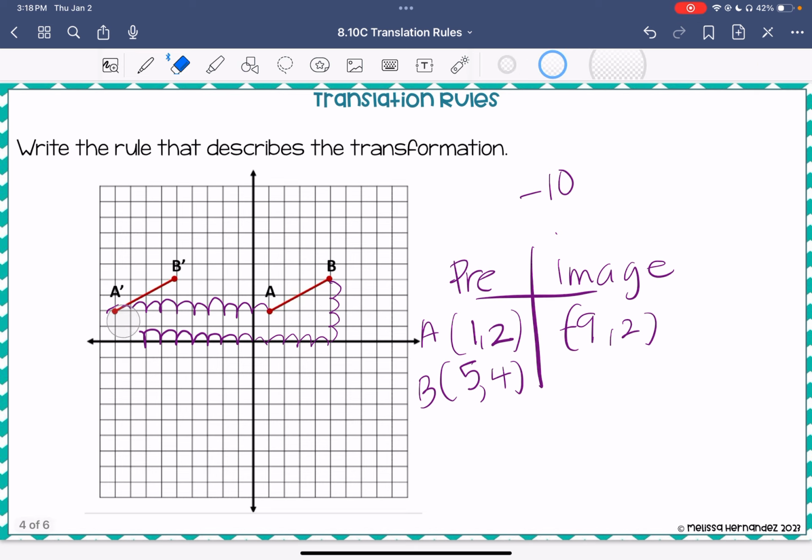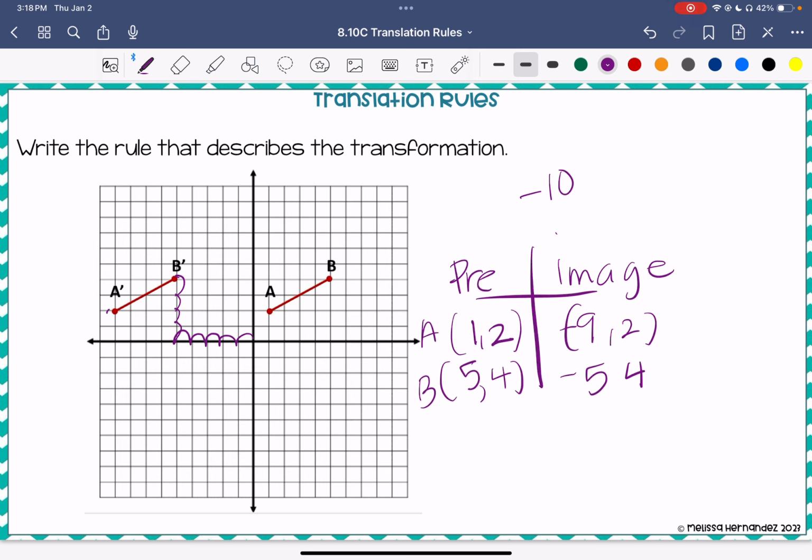Now let's go to the B. I'm going to go ahead and erase some of this. And we're going to see what B prime is. 1, 2, 3, 5. That would be -5, and then go up 1, 2, 3, 4. So let's look at the difference.